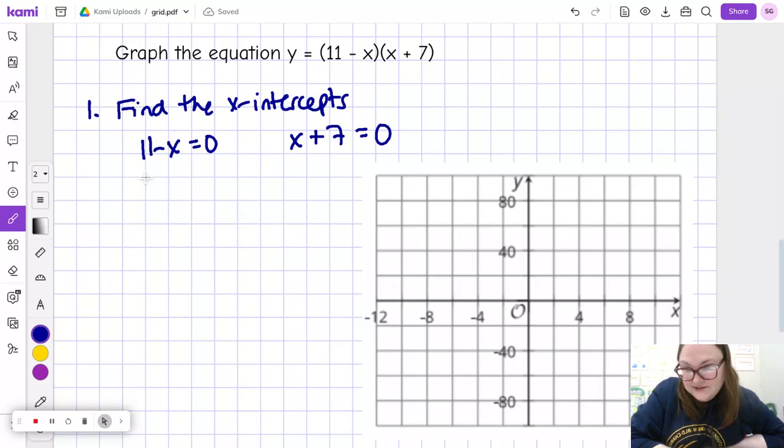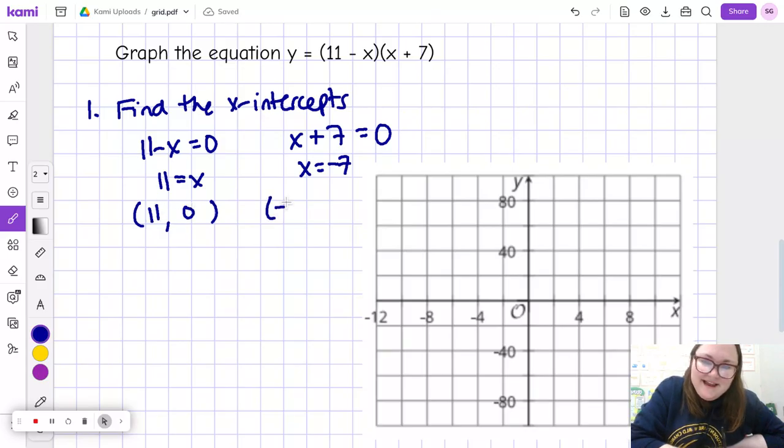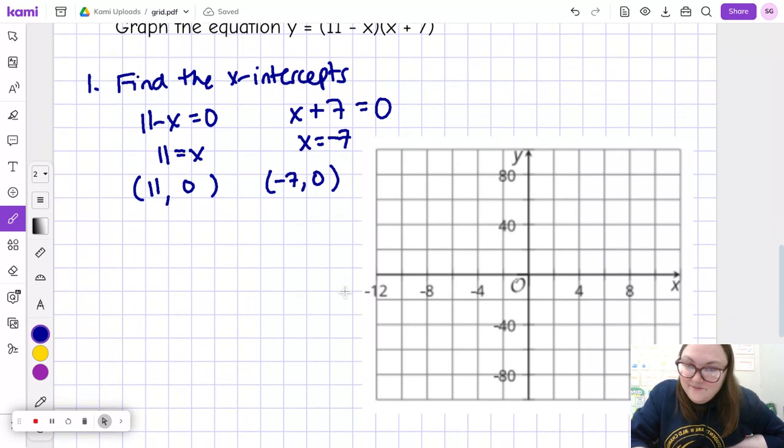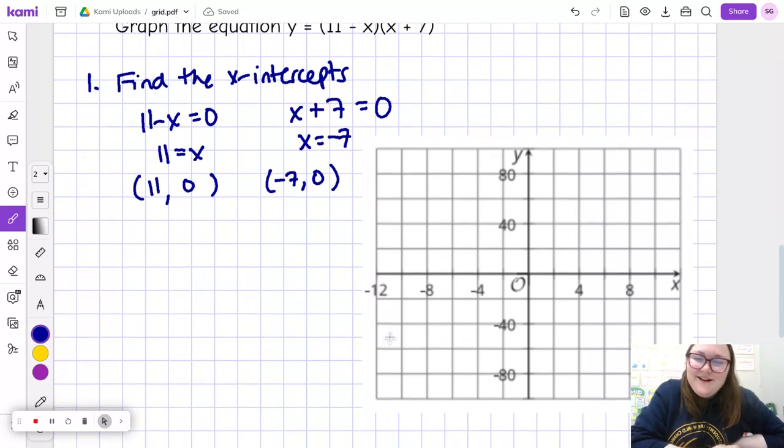When you solve those equations, this equation here is going to give you x is 11, and this other equation is going to give you x is negative 7. And so your two x-intercepts are at the points (11, 0) and (negative 7, 0). That is helpful because now I know 2 points on our graph.